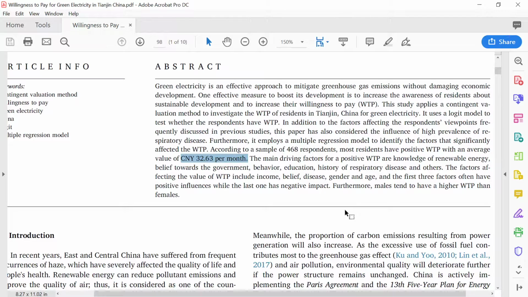But more importantly, we have these other factors that influence people's willingness to pay, and that information is often collected in these contingent valuation surveys. So for example, how old are people, what gender are people, what's their level of education. In this particular study, they looked at things like their knowledge of renewable energy, their beliefs towards the government and actions that were being taken, and what kind of previous behavior they had demonstrated, such as installing energy efficient appliances and that kind of thing. Had there been a history of respiratory disease with them or their household, and those kinds of things.